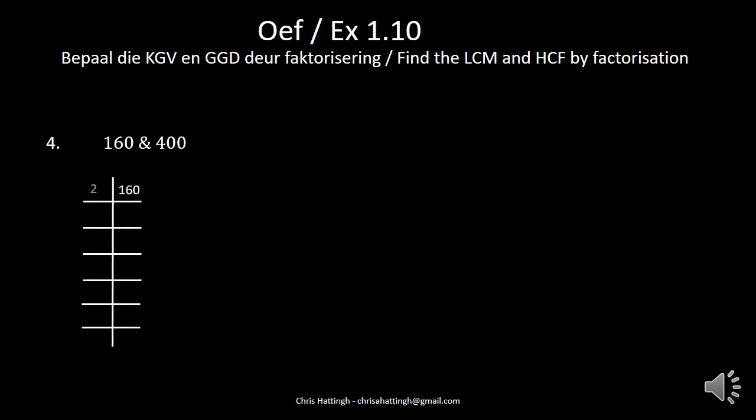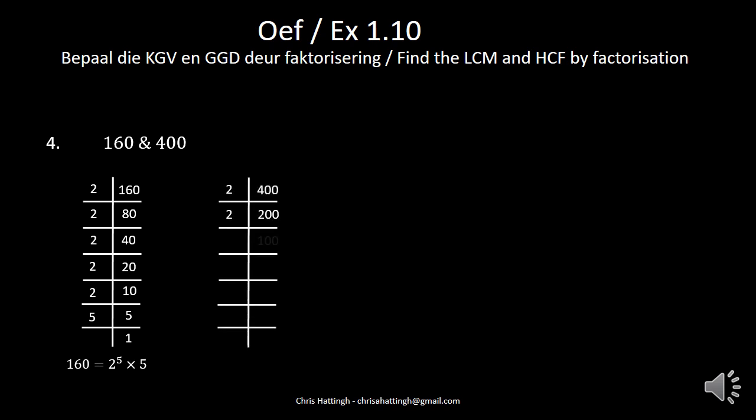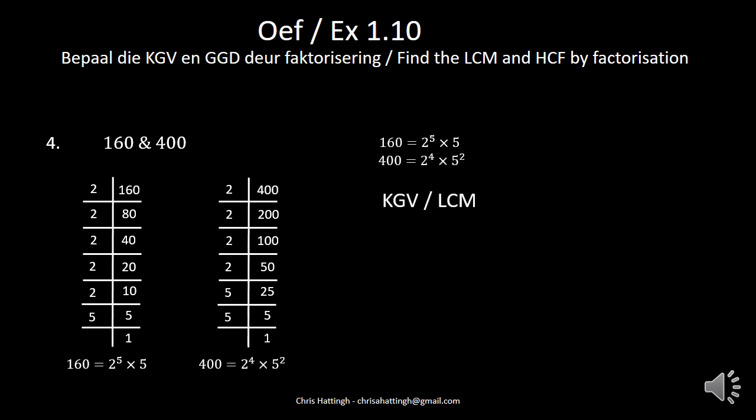Number 4 is 160 and 400. Factorize both the numbers. Your LCM, you're going to grab the highest exponent, so it's 2 to the power of 5 times 5 to the power of 2, and that gives you 800. With your HCF, you're going to grab the lowest exponents, so it's going to be 2 to the power of 4 times 5, and that gives you 80.